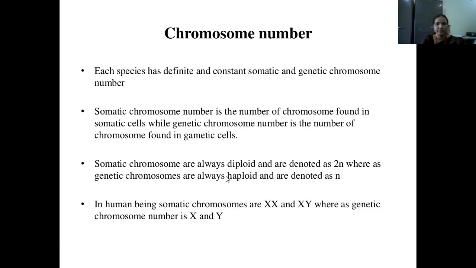Somatic chromosomes are always diploid, denoted as 2n, और genetic chromosome जो है it is always haploid. Haploid means n and diploid means 2n. In the human being, somatic chromosomes are XX and XY. You know that XX chromosome is female and XY is male, whereas genetic chromosomes number is X and Y.